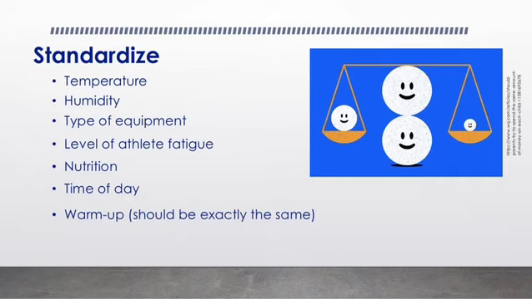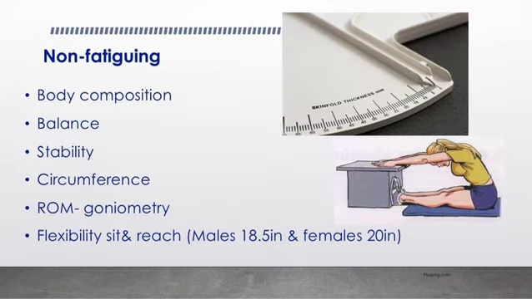All right, some examples of a non-fatiguing body composition: balance, stability, circumference measurements, flexibility like the sit and reach, and a good standard here for that minimum for an NSCA collegiate athlete.